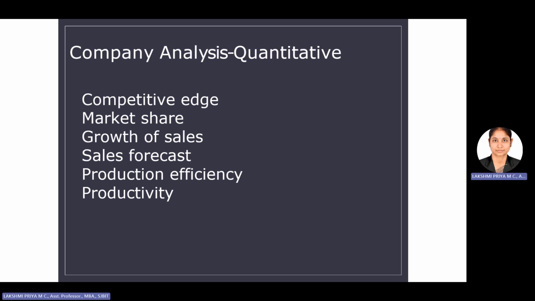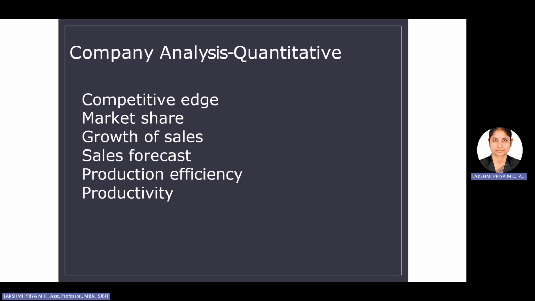A company may be in a superior position commanding more sales, both in monetary and physical terms, but the investor should have an idea of whether this will continue in future.